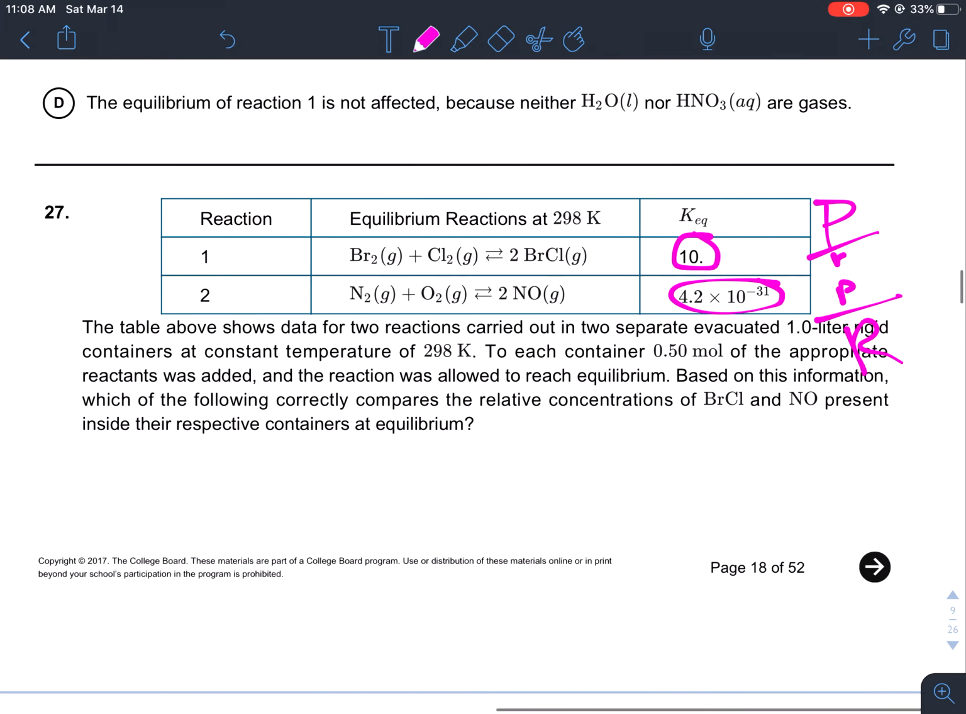All right, the table above shows the data for two reactions carried out in two separate, evacuated 1 liter rigid containers at a constant temperature of 298 K. To each container, 0.5 mole of the appropriate reactants was added, and the reaction was allowed to reach equilibrium. Based on this information, which of the following correctly compares the relative concentration of BrCl and NO present inside their respective containers at equilibrium?